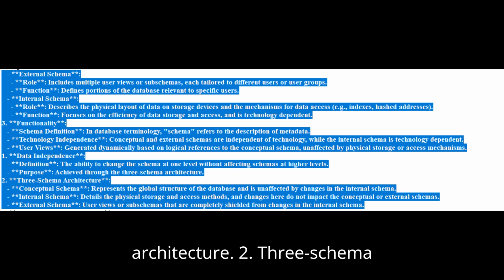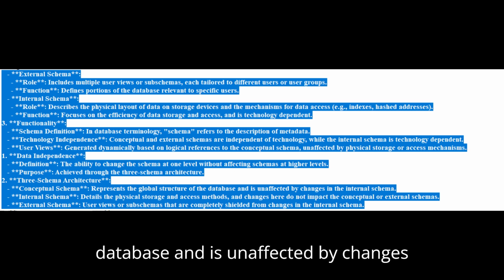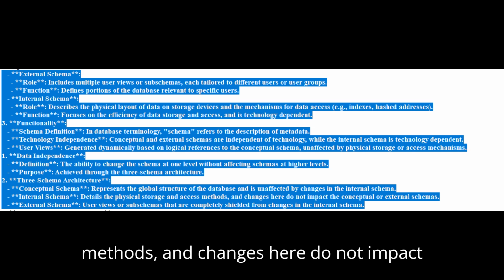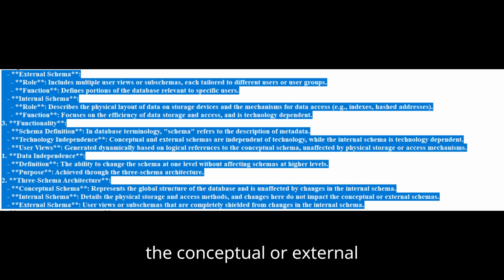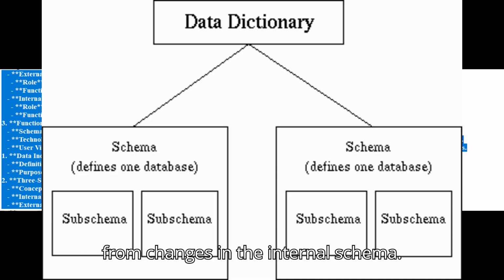2. 3-schema architecture. The conceptual schema represents the global structure of the database and is unaffected by changes in the internal schema. The internal schema details the physical storage and access methods, and changes here do not impact the conceptual or external schemas. The external schema, user views or subschemas, is completely shielded from changes in the internal schema.